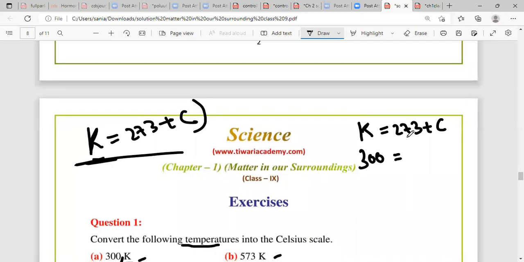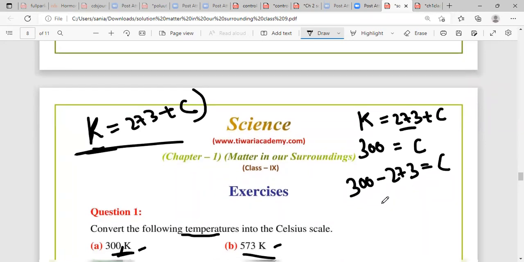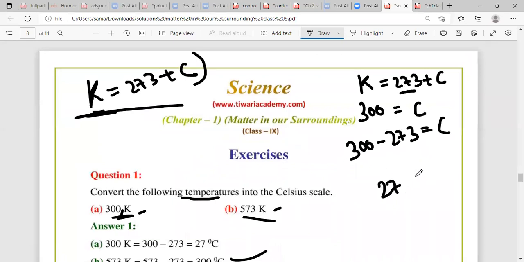So you have to find C. So C will be here, and this 273 is in plus. So here it will be like 300 minus 273 equals to C. If you subtract it, what will be the answer? The answer will be 27, and that will be C. 27 degree will be the C.